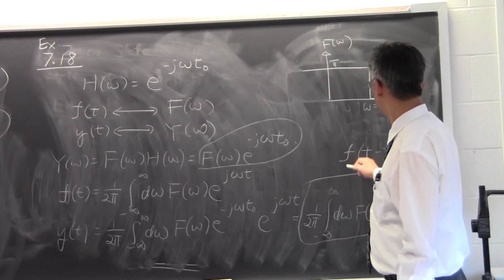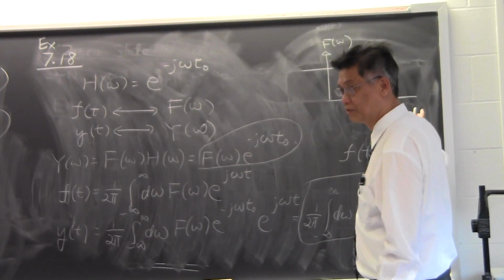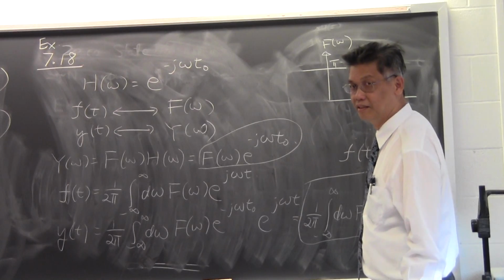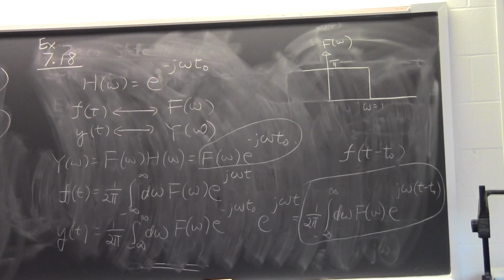If you have f of t minus t naught, it is just the function moved by t naught to the right hand side. So this is just a delay function. Just remember, a phase is equivalent to a delay in the time domain. A phase function in the frequency domain is the same as the delay in the time domain. That is something very useful to remember.